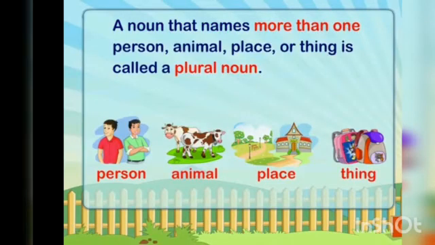Next, we are going to learn about a plural noun. A noun that names more than one person, animal, place or thing is called a plural noun. What is a plural noun?